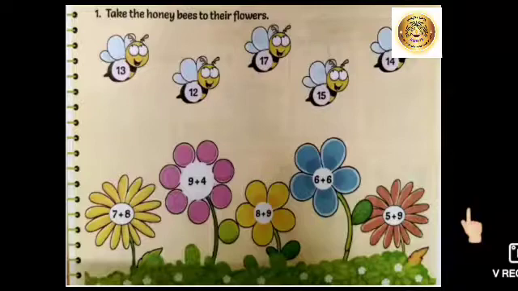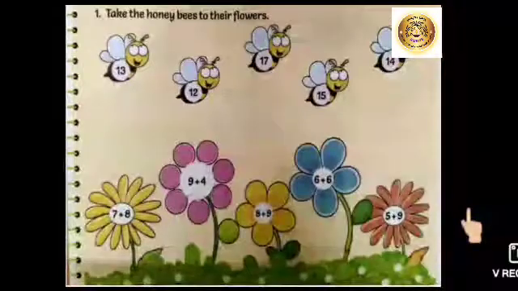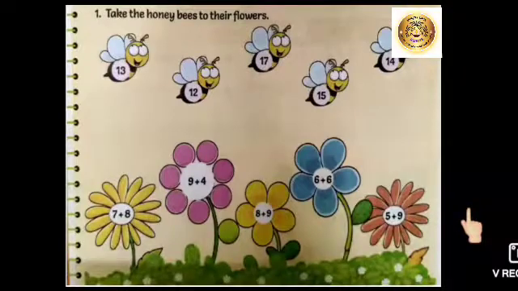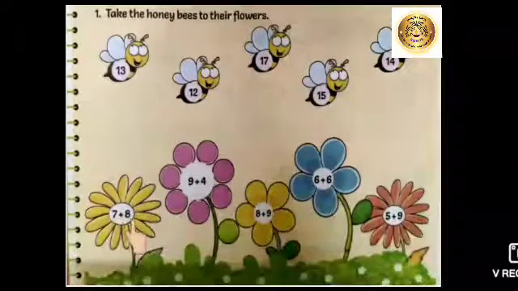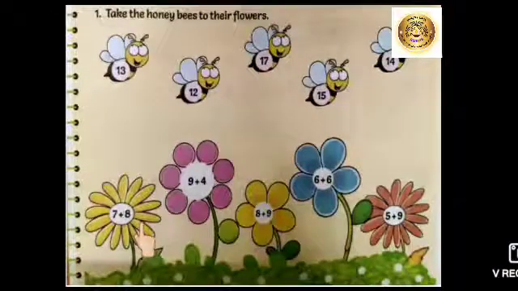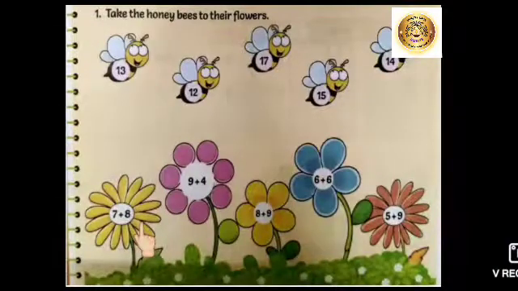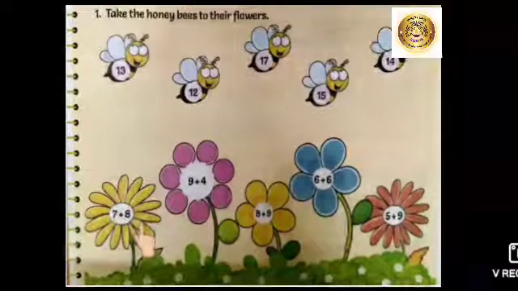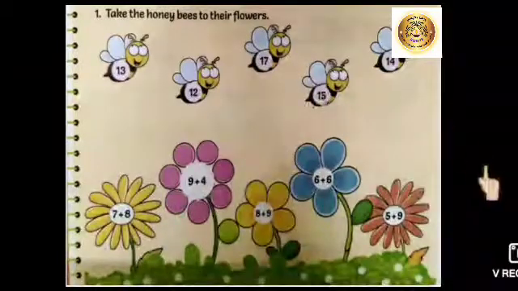Now children, we will do an activity. Here some flowers and honeybees are given. You have to match the honeybee with their flowers with the help of addition. The first flower has 7 plus 8 written on it. What is 7 plus 8? You have to count forward from 8 by 7 steps. So what you get is 15.